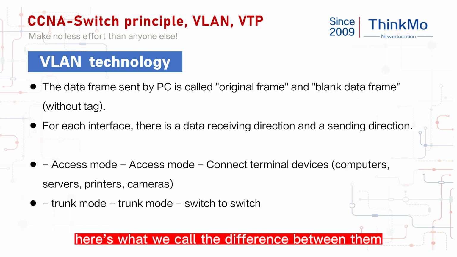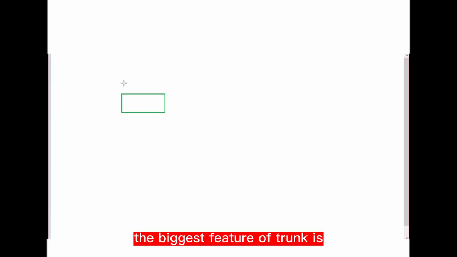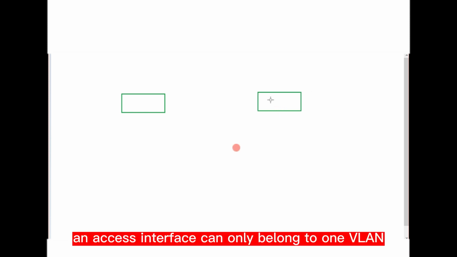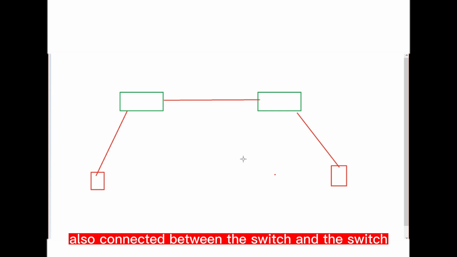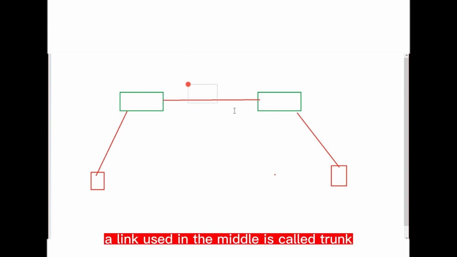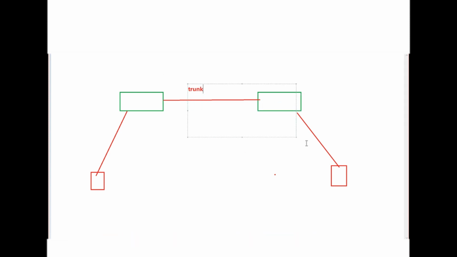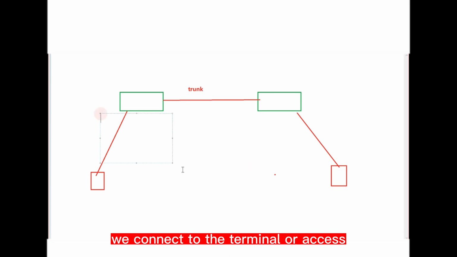Here's what we call the difference between them. The biggest feature of trunk is it can host multiple VLANs. An access interface can only belong to one VLAN. The trunk can serve multiple VLANs. For example, now this is still a PC. Here is also a PC. PCs are connected to the interface of the switch. Also connected between the switch and the switch. A link used in the middle is called trunk. We connect to the terminal or access.